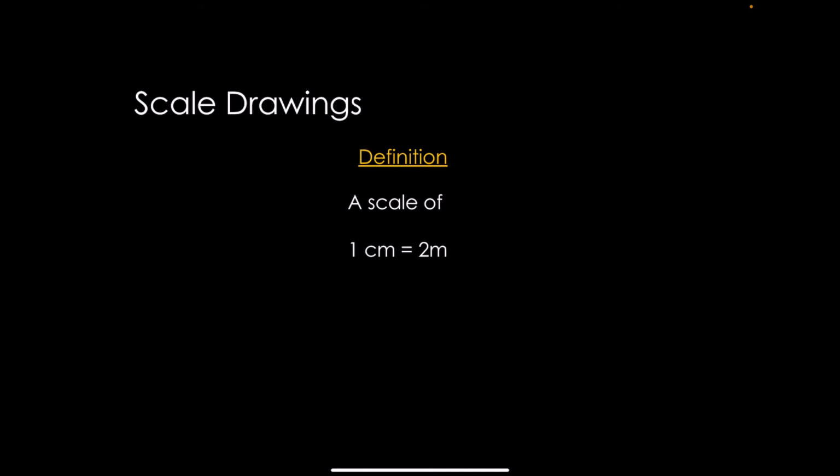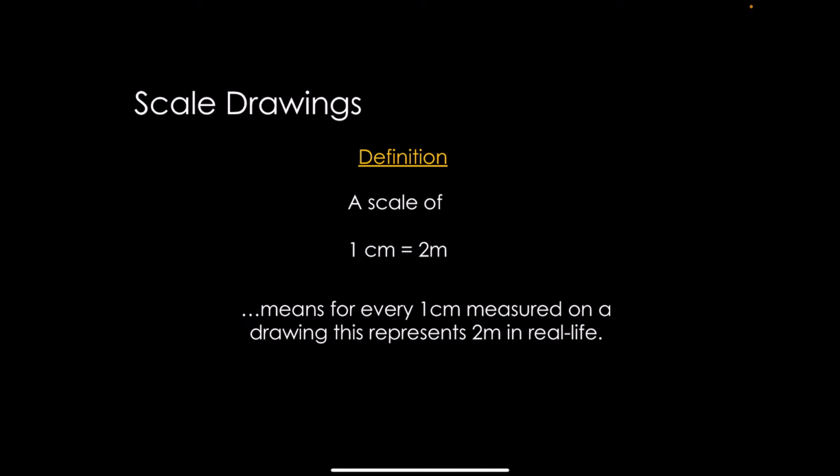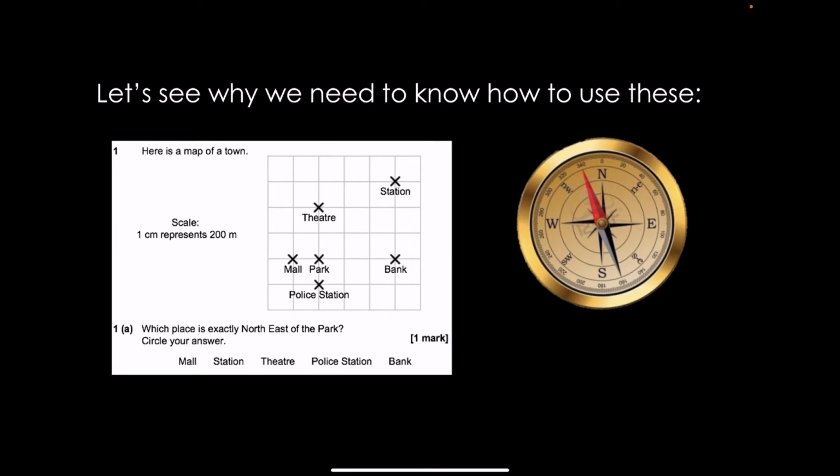You might also be given one a bit like this. 1 centimetre equals 2 metres. This means that for every 1 centimetre measured on the drawing, it's 2 metres in real life. So it might not always be 1 to 100, and it might not always be centimetres to centimetres. It might be centimetres to metres like this one. So let's see why we need to know these.